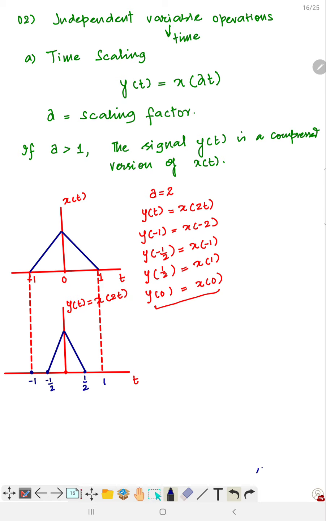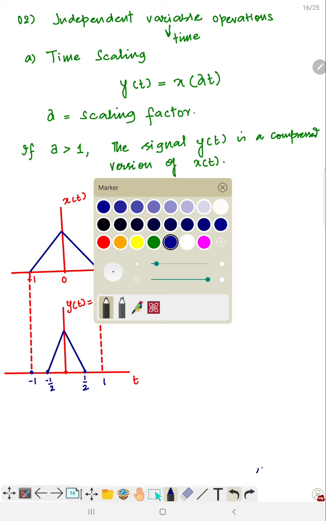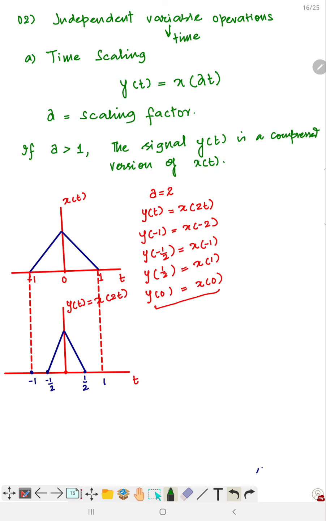Okay. So as you can see, you can easily visualize that I have compressed my signal. Earlier the span was large, it was defined from -1 to +1. Now if I use a scaling factor a greater than 1, the signal is being compressed between -1/2 and 1/2. So in general, if the scaling factor is greater than 1, the resulting time scaled signal will be a compressed version of x of t.